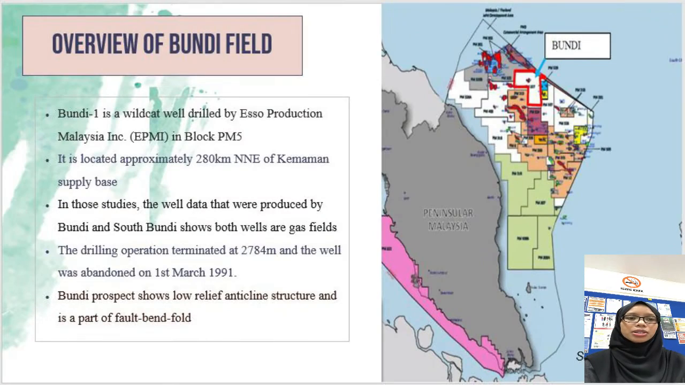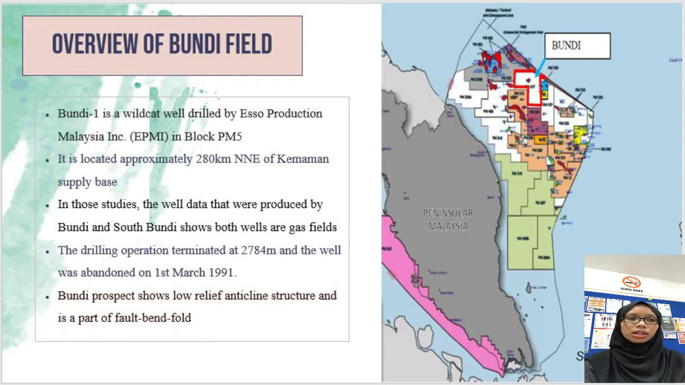Last part for my session is the literature review. For this part, I will share with all of you an overview of Bundi field and Malay Basin. The first one is the overview of Bundi field. Bundi 1 is a wildcat well drilled by Esso Production Malaysia in cooperation in Block PM5. It is located approximately 280 km north-northeast of Kemaman Supply Base.